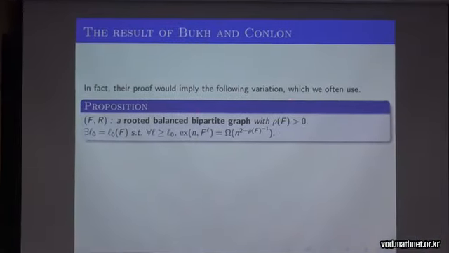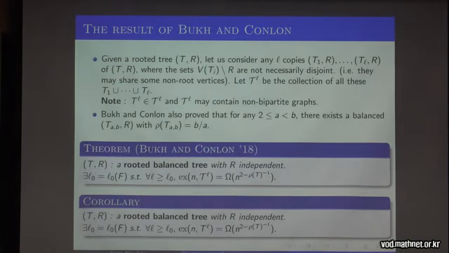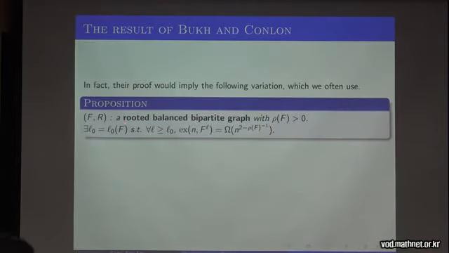What we observed is that in fact their proof implies the following variation, which we often use. Previously Bukh and Conlon only considered rooted balanced trees, but we may consider any rooted balanced bipartite graph with positive density. For any given rooted balanced bipartite graph F with positive density, there is some sufficiently large integer L_0 such that for any integer L at least L_0, the extremal number of the L-blow-up of F has this lower bound.